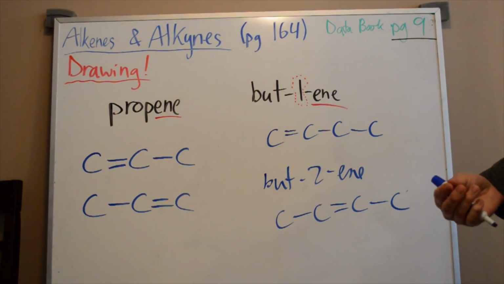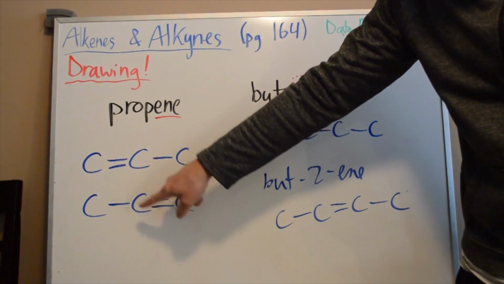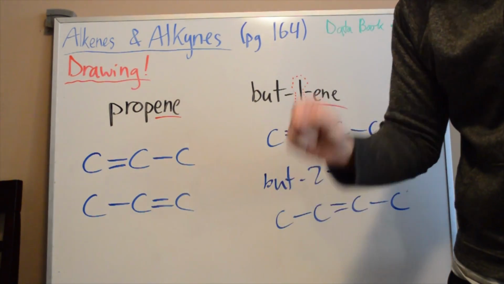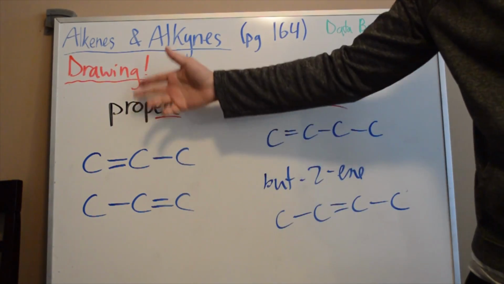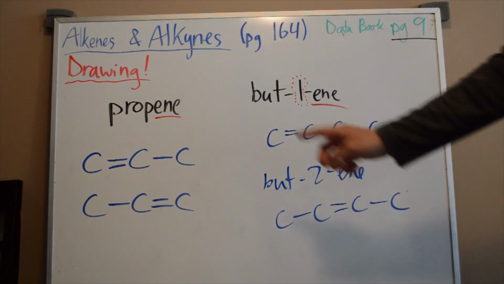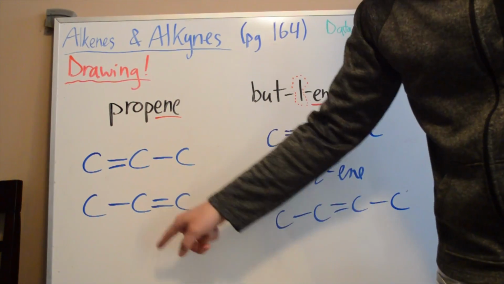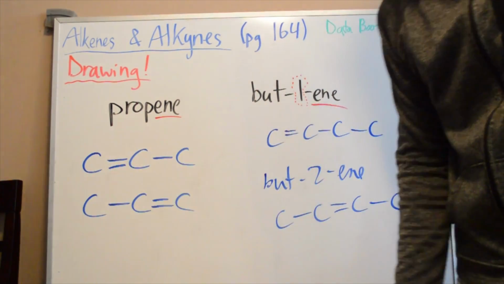Class, listen to my words very carefully. For propene, it doesn't matter where the double bond goes; it is the exact same molecule. So that means we don't need to bother putting a number in the middle of it. If the double bond goes on the first carbon, or if the double bond starts at the second carbon, they are the exact same molecule, except flipped.